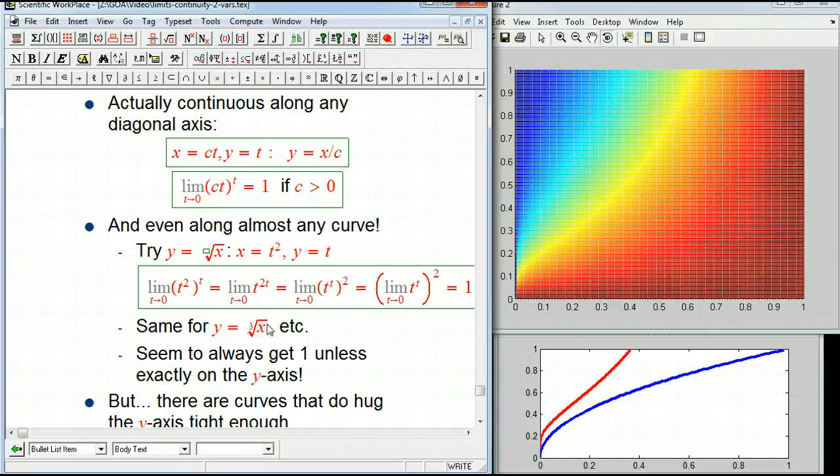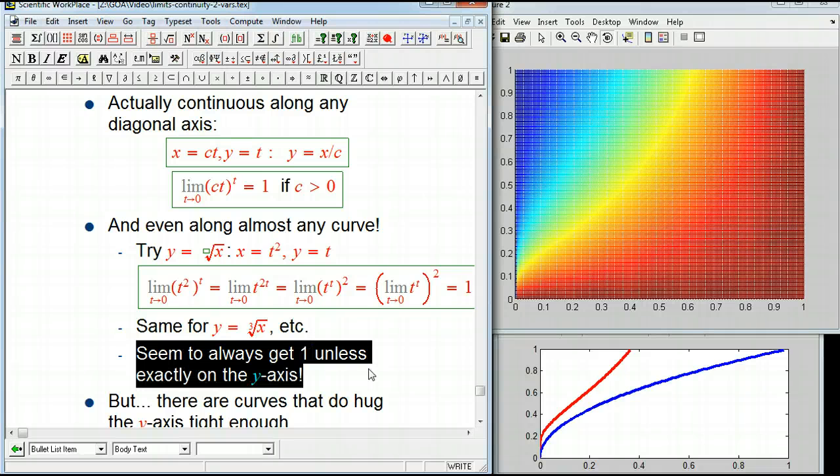Same deal with cube root of x, fourth root of x, fifth root of x. All those guys hug the y-axis tighter and tighter and tighter, and yet we never get 0. Okay, we always get 1. So we seem to always get 1 unless we're on this extremely special case of coming in perfectly along the y-axis. Well, that's almost true.